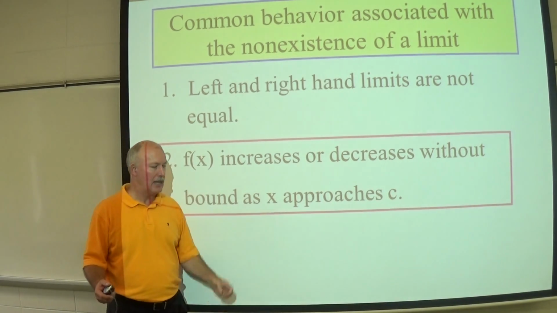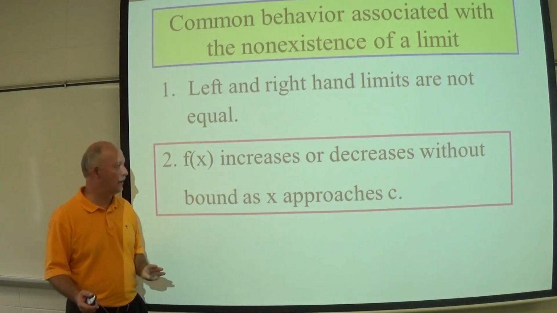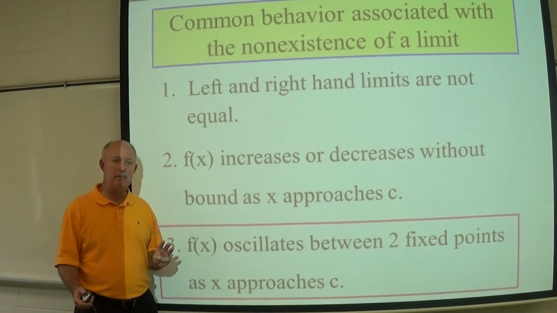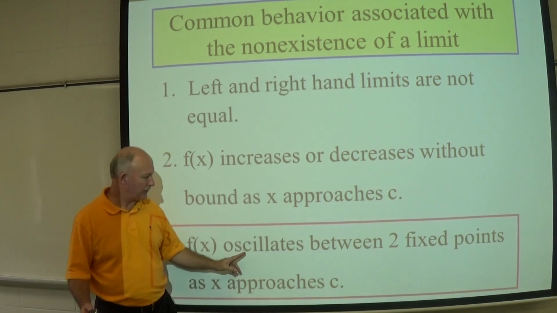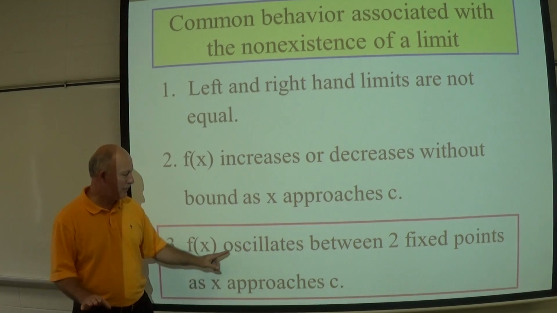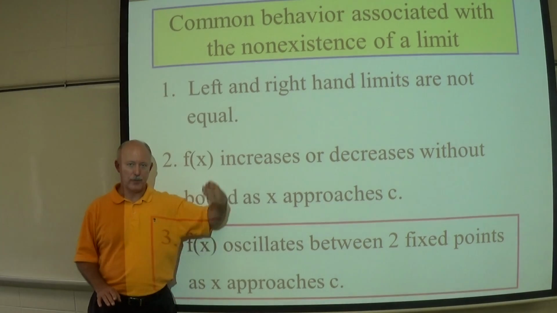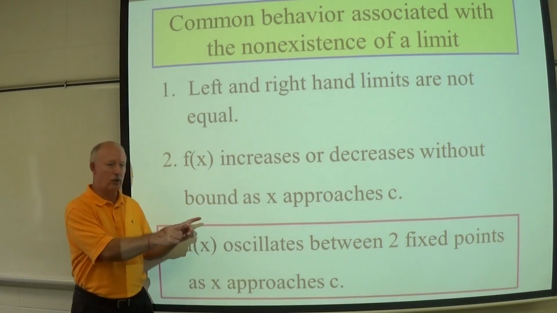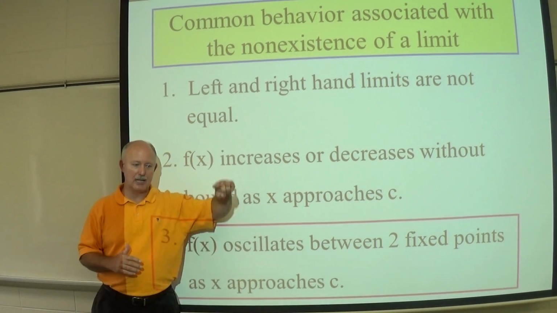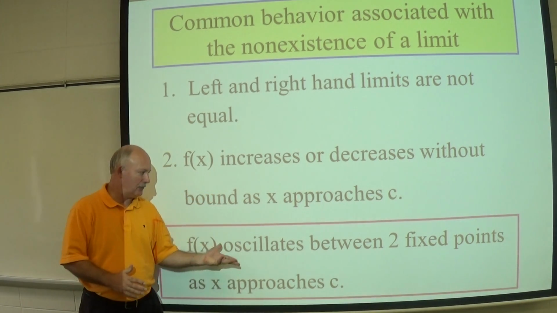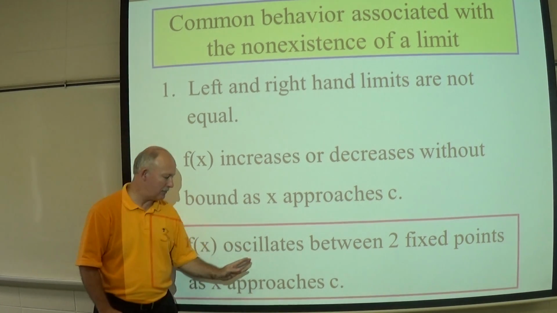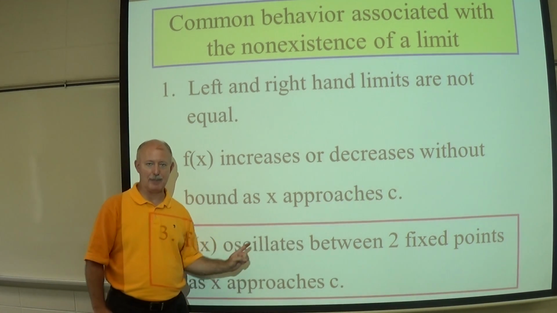There's no limit. Now, the third behavior associated with the non-existence of a limit is oscillating behavior. So f of x oscillates between two fixed values as x approaches c. The one we looked at earlier was sine of 1 over x as x approaches 0. So you get that oscillating behavior. You would see this typically with trig functions. So anytime you have oscillating behavior, there's no limit.